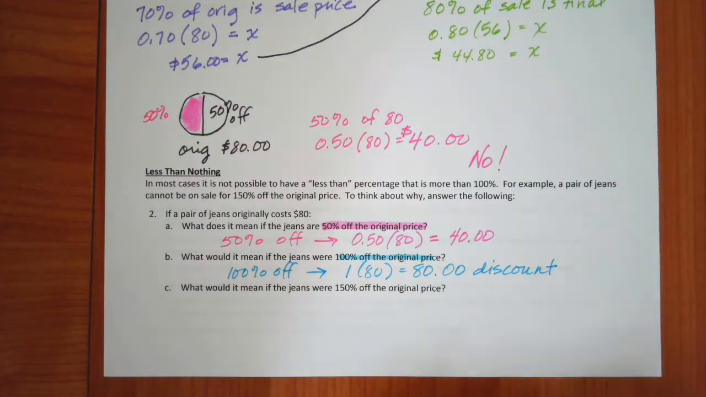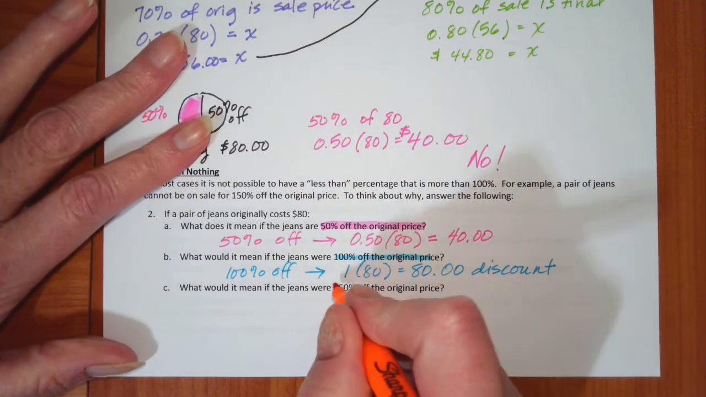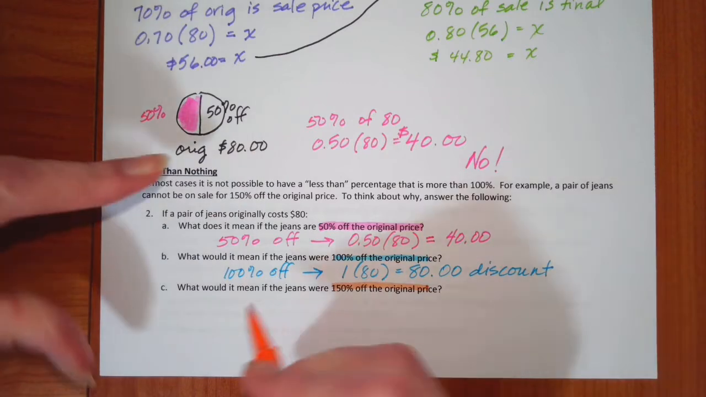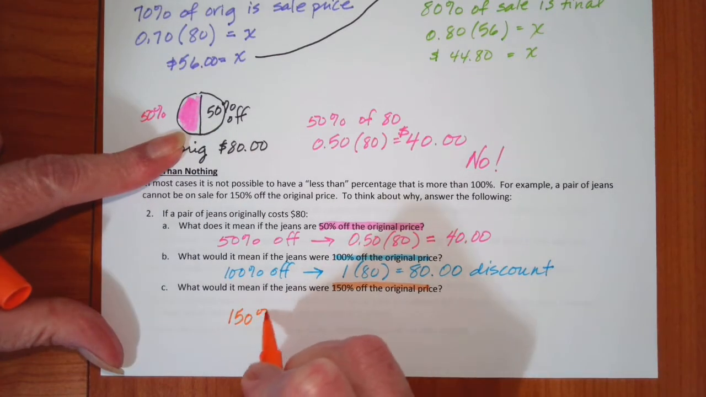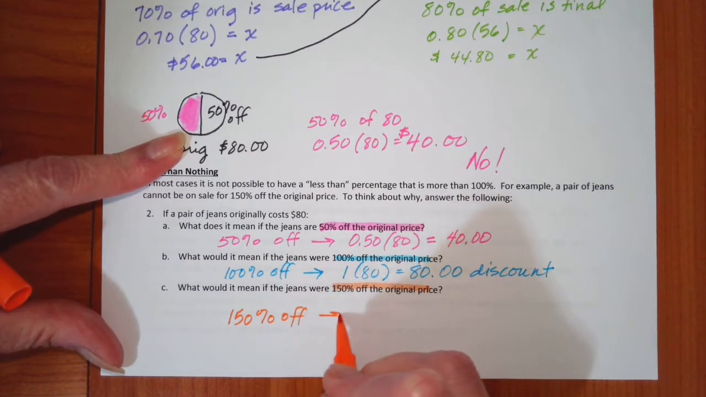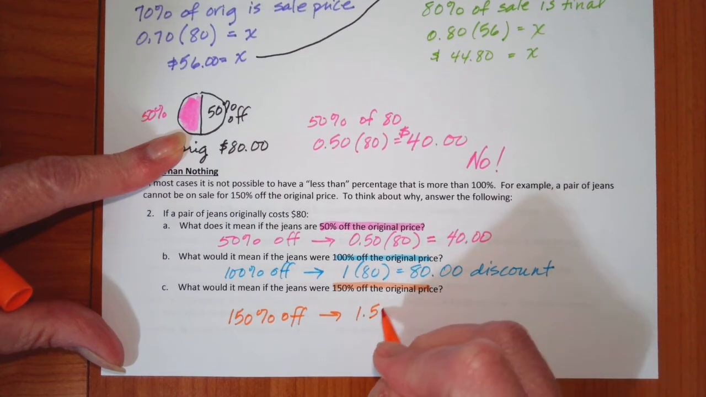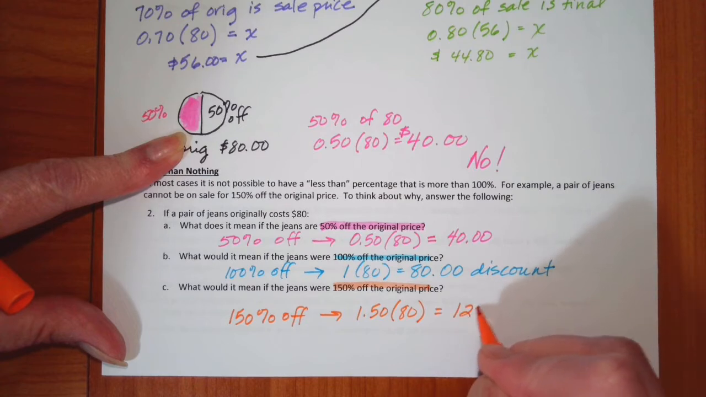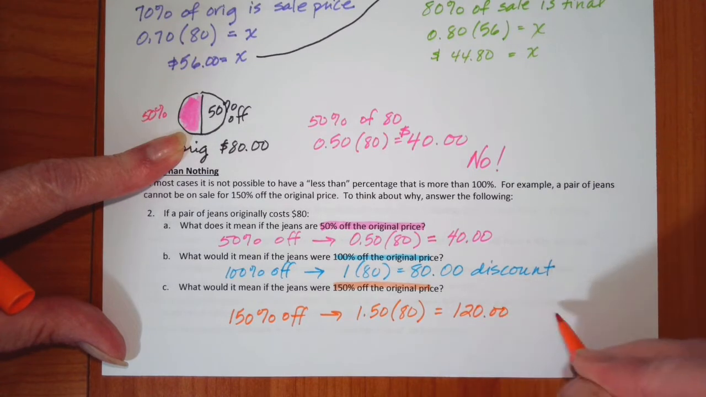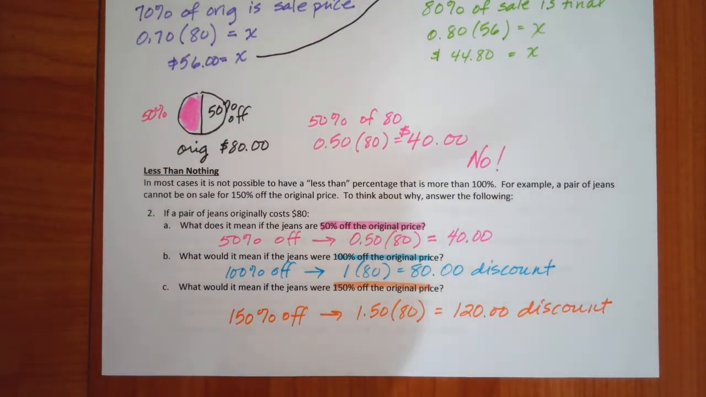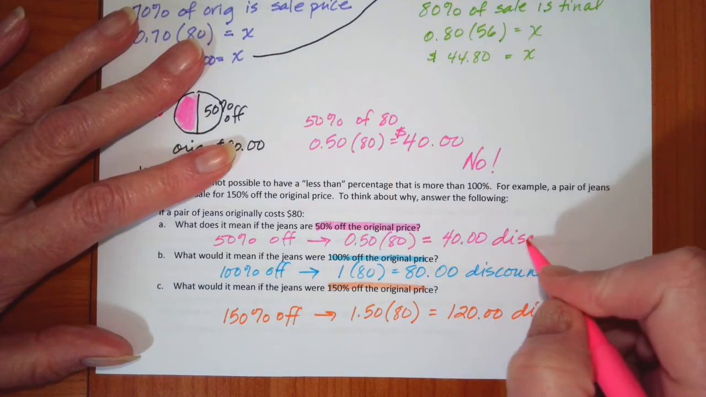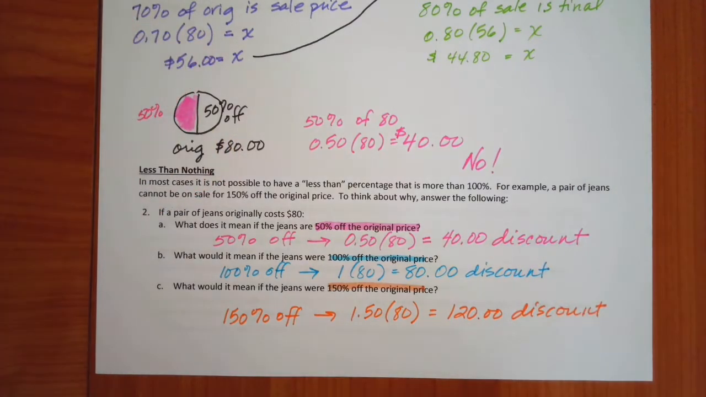Then, if you have 150% off the original, you would have 150% off, which translates into 1.50 times 80, which is a $120 discount, which means they owe you $40 for buying the jeans. So again, just this one, it really just kind of makes sense.